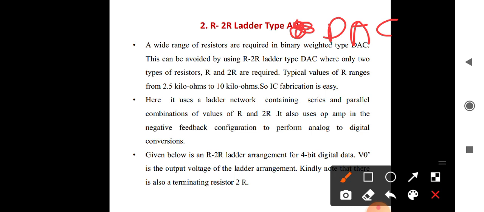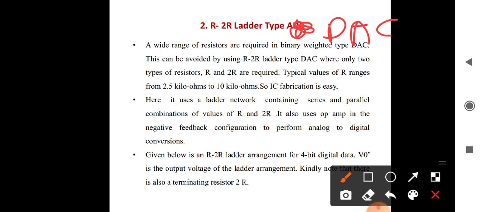So to the negative side of the op amp, that is to the inverting side of the op amp. So here we just have only two types of resistor. One resistor will be having 2.5 kilo ohms to 10 kilo ohms. So if the R resistor is 2.5 kilo ohm, then 2R resistor will be 5 kilo ohm. So we are using only two types of resistors.